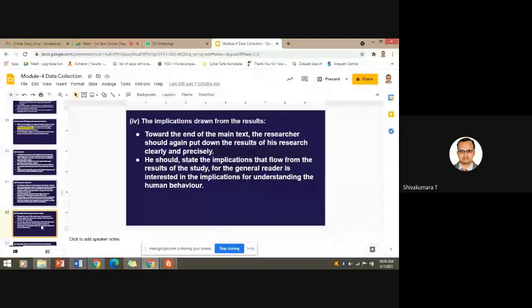Once results are discussed in the research report, you then try to infer some of the implications drawn from the results. Toward the end of the main text, the researcher should again put down the results of his research clearly and precisely. After elaborating the long writings about the results, now in one or two paragraphs you need to summarize the results: what you have done so far, using so-and-so algorithm, methodology applied, and so on.